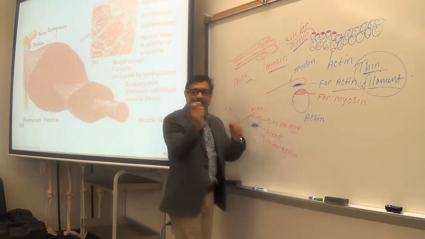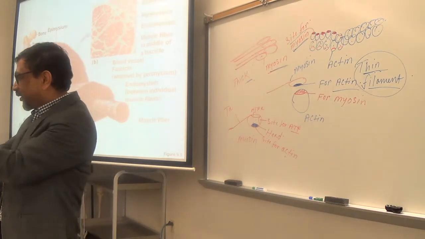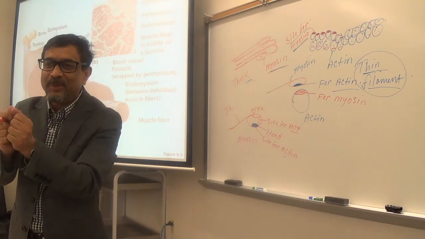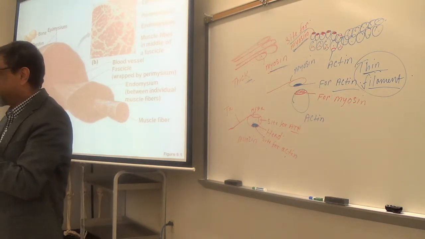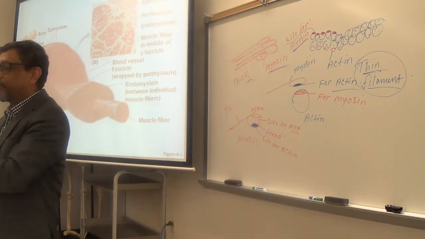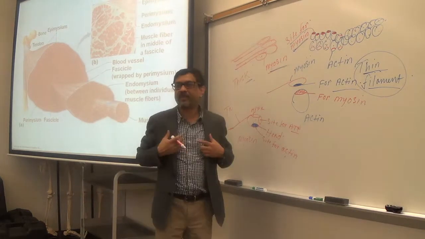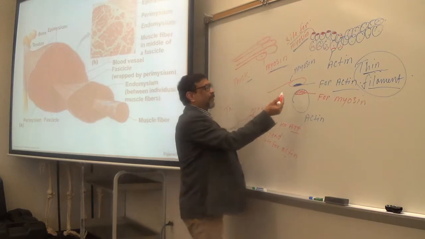That means what? They're supposed to get attached, right? Because they have a site for each other. They love each other, right? So they will get attached, right? Those two sites will bind. But there is a problem. In normal resting condition, in relaxed condition, what happens?